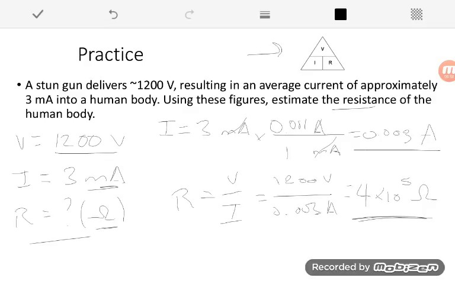So anytime you have these three pieces, you need to interchange. Just figure out what you have, which piece you don't have, and make sure they're in the standard units: for voltage, that's volts; for current, that needs to be in amps; and for resistance, that needs to be in ohms. If they're in milliamps, millivolts, kiloohms, anything like that, just turn them into regular volts, amps, and ohms, and then you can plug into the equation and go from there.